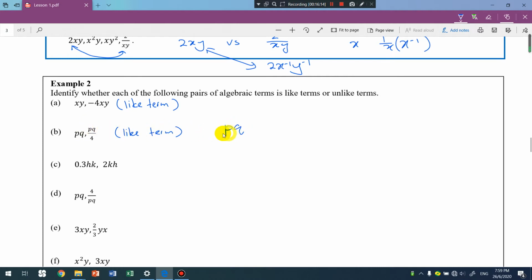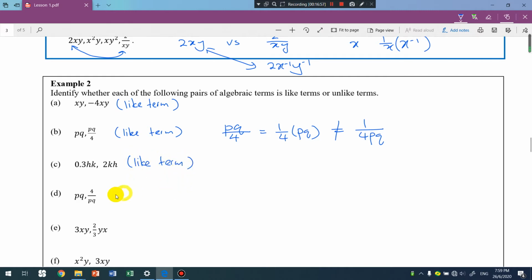One thing you have to understand is pq over 4 is the same thing as 1 over 4 times pq. But it's different from 1 over 4pq. These two are the same thing. You write in the middle or you write at the top, it's the same thing. But if you write at the bottom here, it means different. How about this? HK and KH. Be careful. HK means H times K. KH means K times H. They are the same thing, like terms.